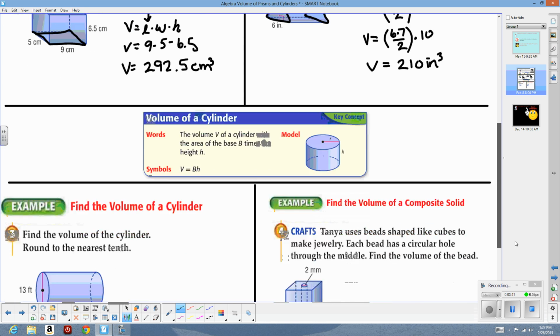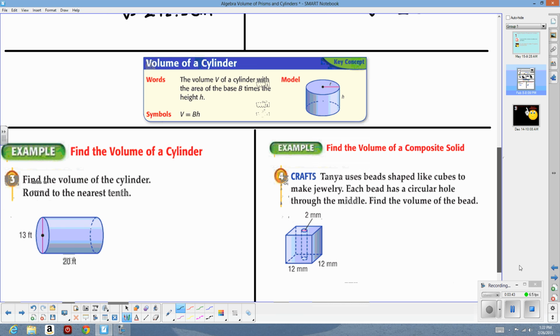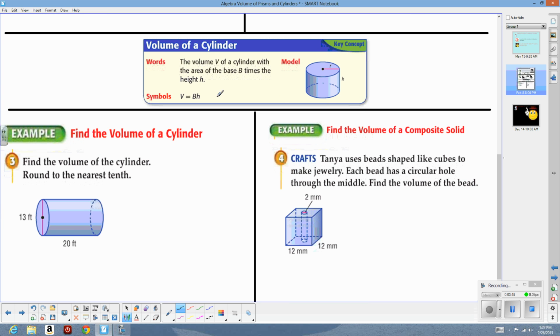The last figure we're going to work with is a cylinder. You'll use the same formula. You'll find the area of the base and multiply it by the height. So in this example, the area of the base, since the base is a circle, is going to be pi r squared, or the area of a circle, times how tall it is, or the distance between the two bases.